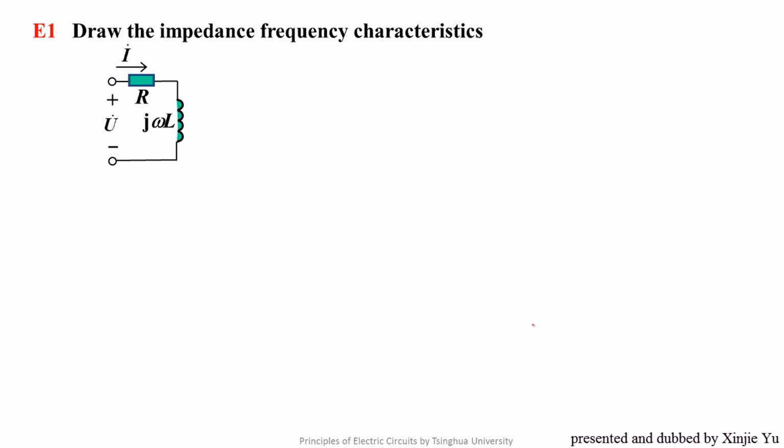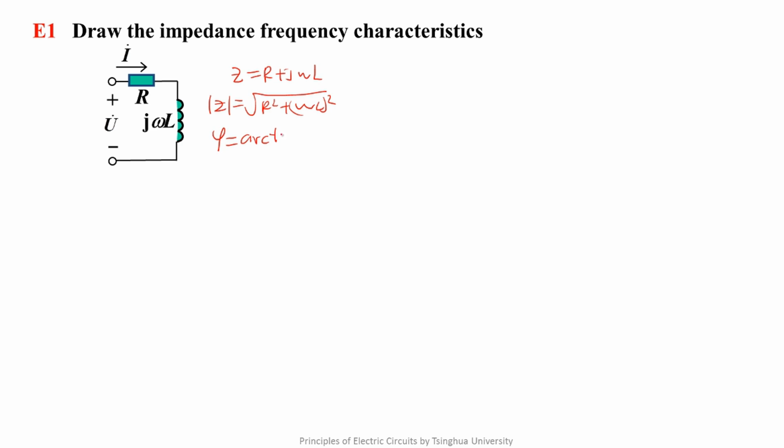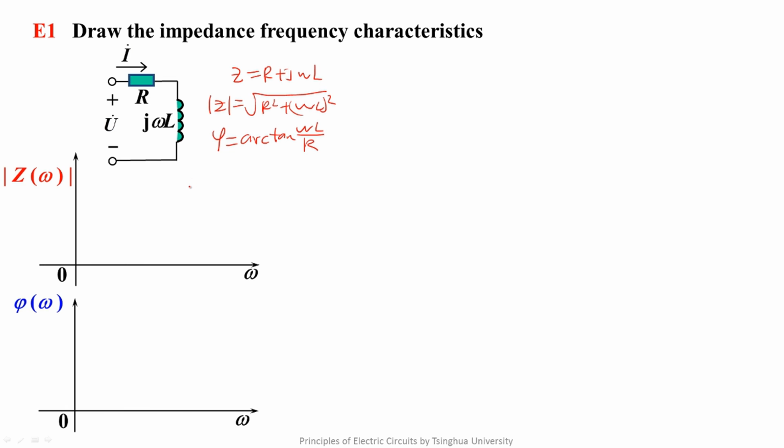Next, through two exercises, we qualitatively draw the frequency characteristic of the system. The first is the frequency characteristic of the series connection of the resistor and the inductor. We can write that it's a complex number, its module is, and its phase angle is. So we can draw its AF characteristic and the PF characteristic.